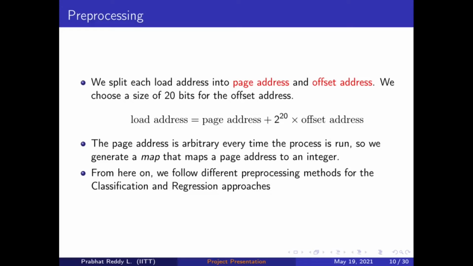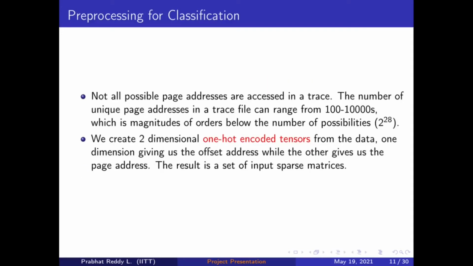So let's talk about how the data is pre-processed. Each load address is split into something called the page address and the offset address. Number of possible page addresses are very few. The number of offset addresses can be up to 2 power 20 and there are a lot of offset addresses. So after we split, we follow different approaches for classification and regression. For classification, we create one hot encoded tensors for each possible combination of a page and offset address.